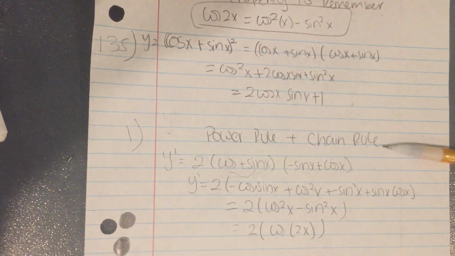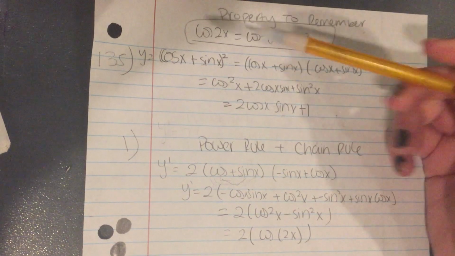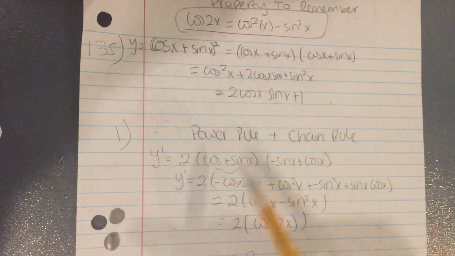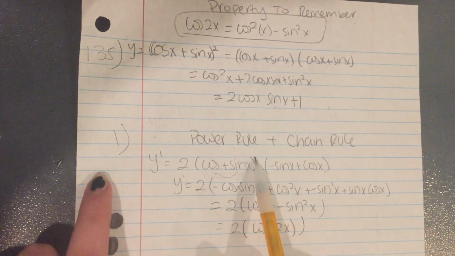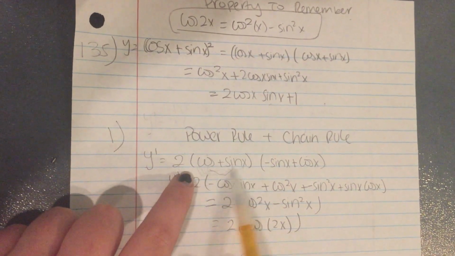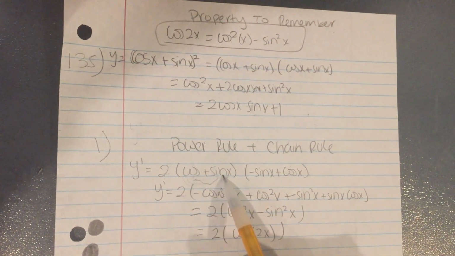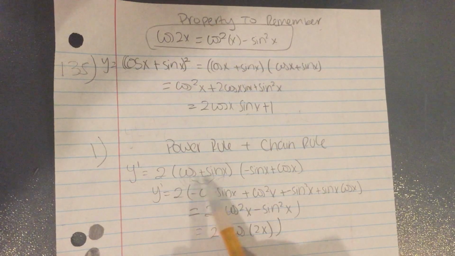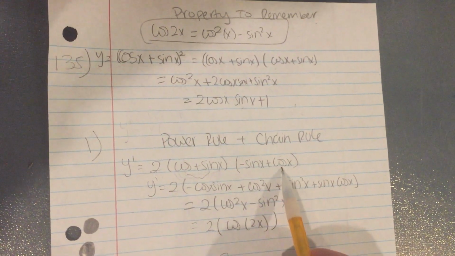So the first way we can solve it is to use the power rule and the chain rule. So we can take our original function, (cosine x plus sine x) squared, and the power rule is basically you bring the exponent to the front, which is 2, and then multiply by the function. And since we have two terms that we can find the derivative of, that is when the chain rule comes into play. So the derivative of cosine is negative sine, and the derivative of sine is cosine.